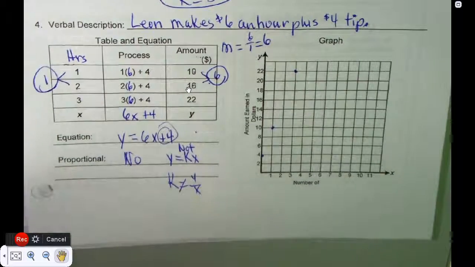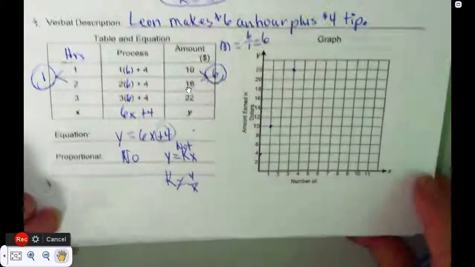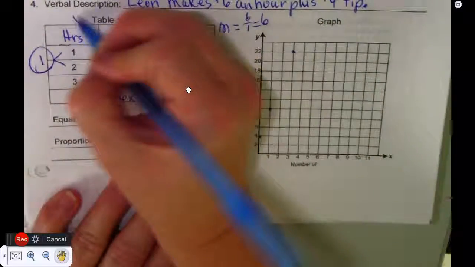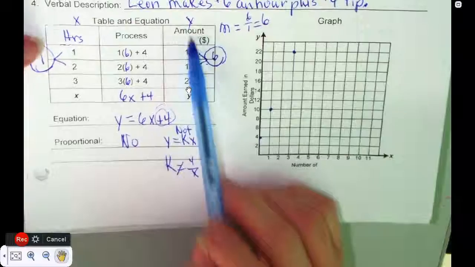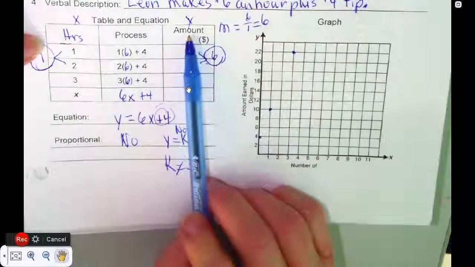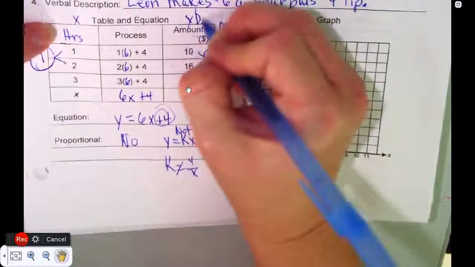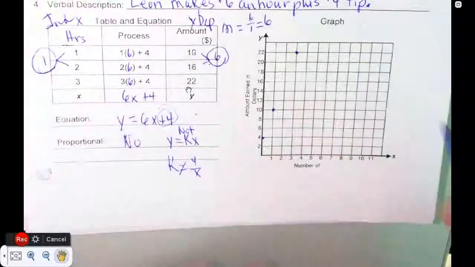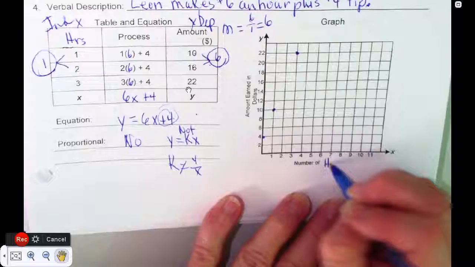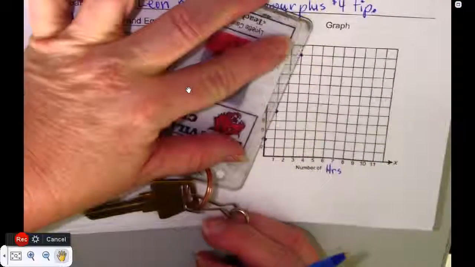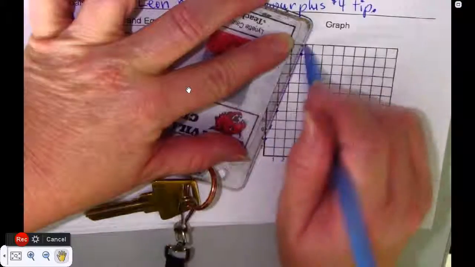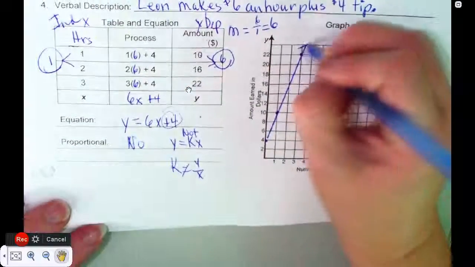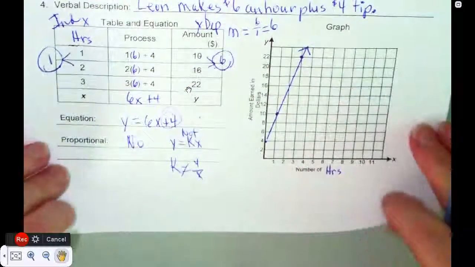Well, we're out of room. That's good enough. Okay. So your Y, the amount he earns depends on how many hours, doesn't it? That's your dependent. Okay, hey, so this is the number of hours. Can he work part of an hour? Yes. Yes, so we can go continuous. Good.